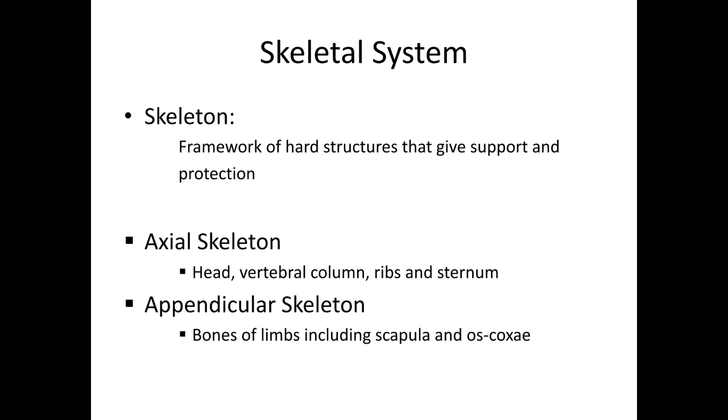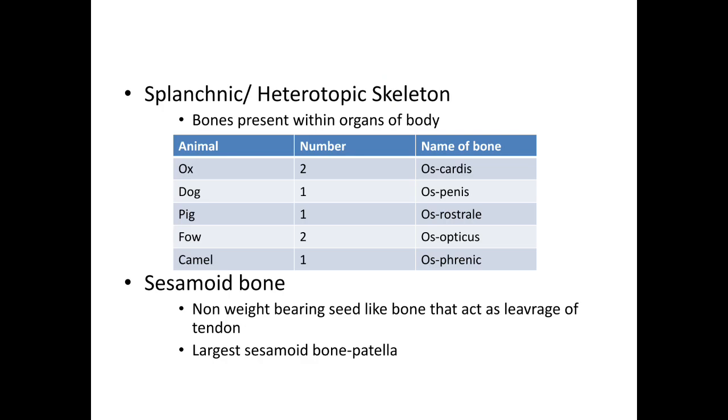The exoskeleton consists of head, vertebral column, rib, and sternum. And the appendicular skeleton is made up of bones of limbs, including scapula and os coxae. Mainly composed of the forelimb and hind limb and the pectoral and pelvic girdles.